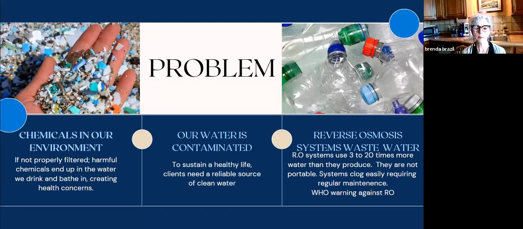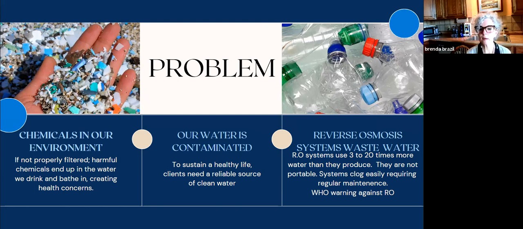There are some problems in our world, in our environment. Can everybody see this? Okay, great. There are chemicals in our environment, and everything that goes into the ground goes into our water. If it's not properly filtered, it ends up in our environment, and then in the water we drink and bathe in, and that creates health concerns. Our water is contaminated, and it's contaminated a lot as well by plastic bottled water. What's a plastic bottle made out of? It's made out of chemicals, oil, and other chemicals that we probably have no idea about.